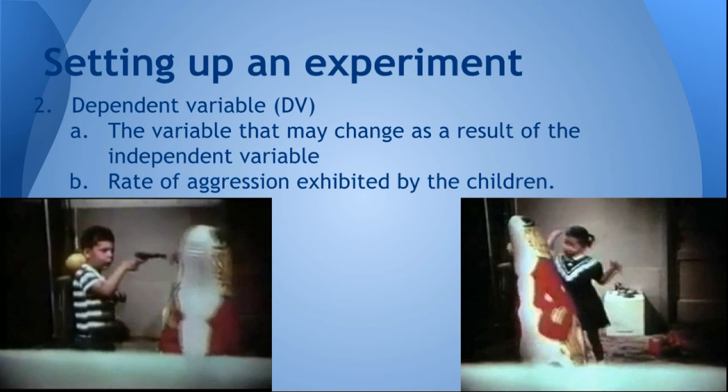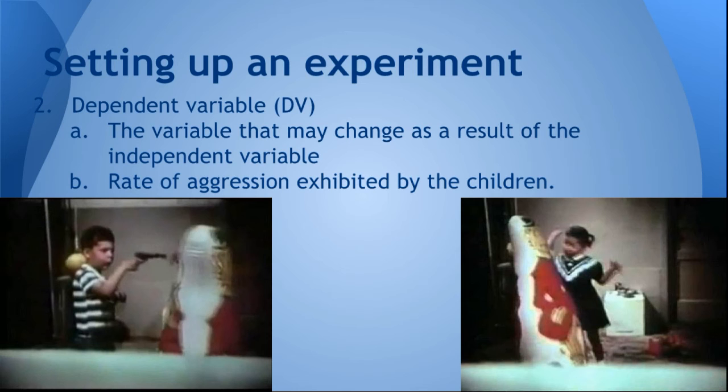Then ultimately we're trying to measure something. And in this case, we're trying to measure, does watching this violent adult lead to aggressive behavior in children? And that thing that we're measuring is what we call the dependent variable. And the dependent variable in this experiment would be the rates of aggression exhibited by the children.